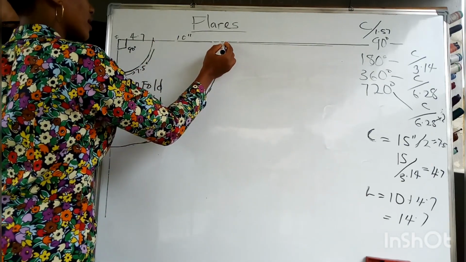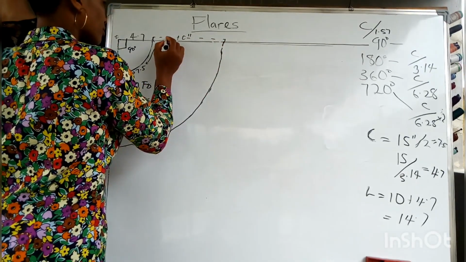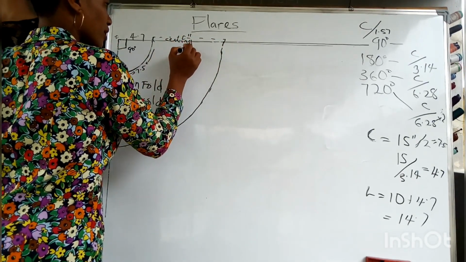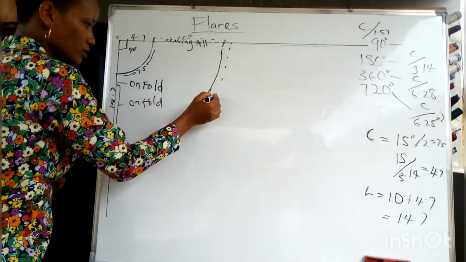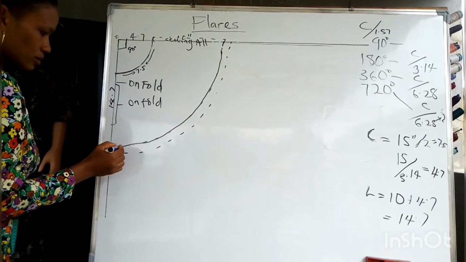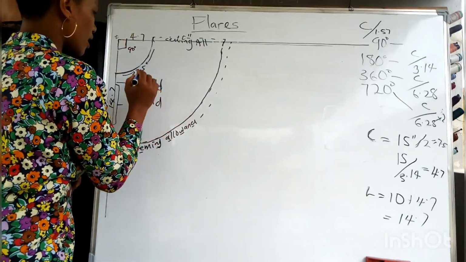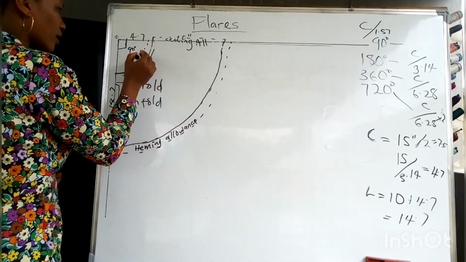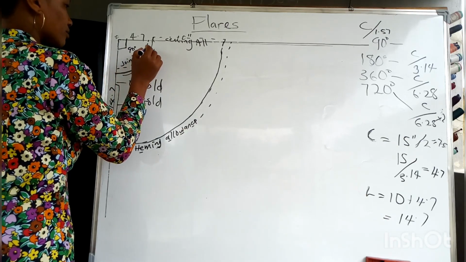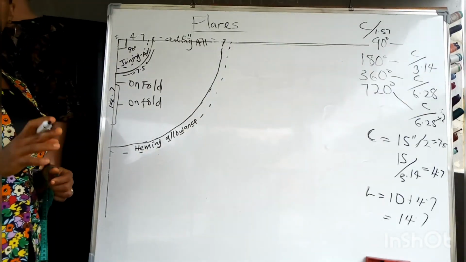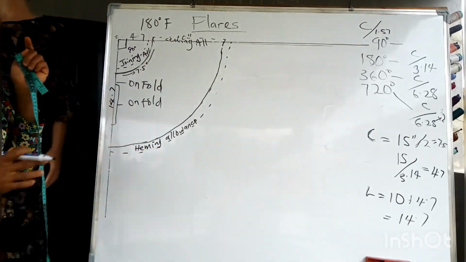Then when you've done all those things, you can go ahead and add your allowances, starting from your waist circumference. If you want to add the joining allowance to the flare, just go right to the top of it and add the allowance. And for the hemming allowance, you go right under to the bigger flare, to the bigger arc, to form that allowance. Then for the joining allowance at the waist, you go up to the smaller arc and add the joining allowance to the flare. That is the 180-degree flare.